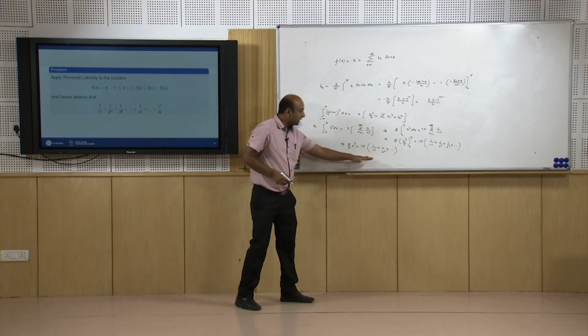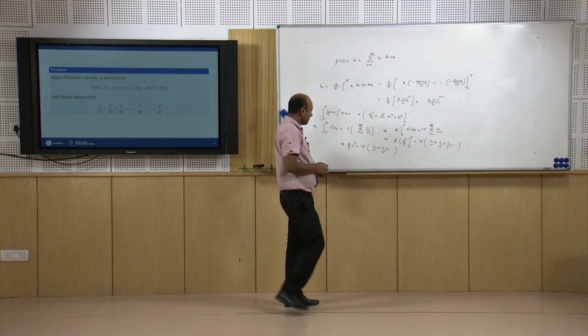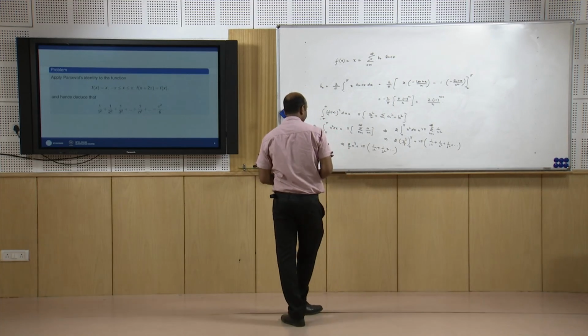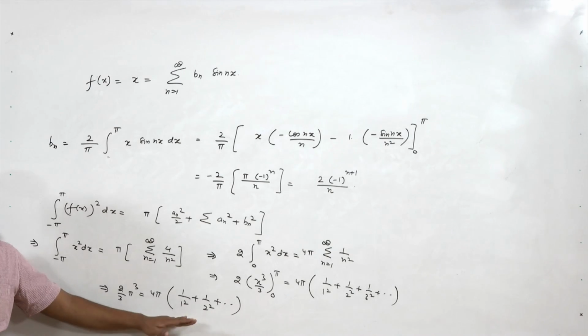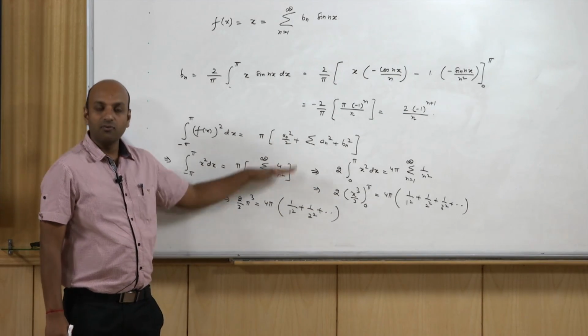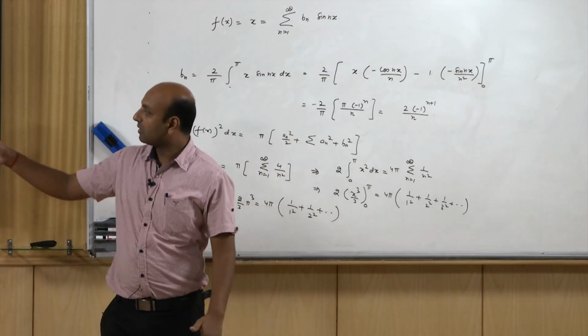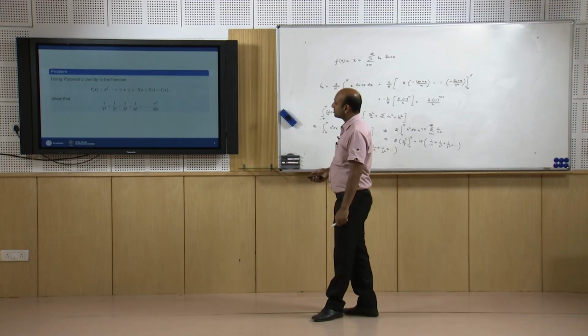So, therefore, when you simplify this, this value is nothing but pi square by 6. When you simplify this, this expression is nothing but pi square by 6. Hence, using the Parseval identity, we can easily find the value of this series. Okay. Now, the next problem.